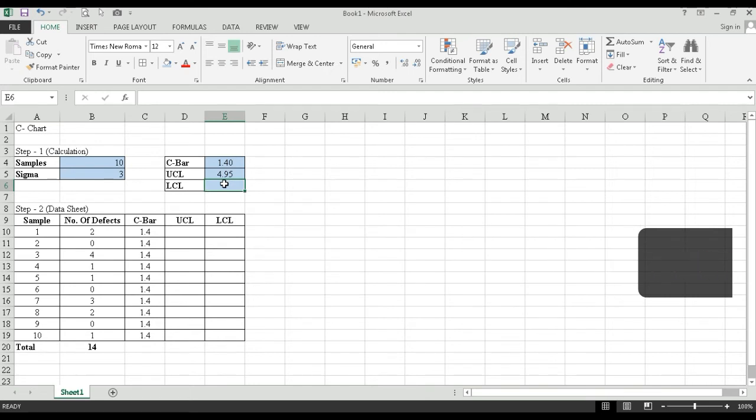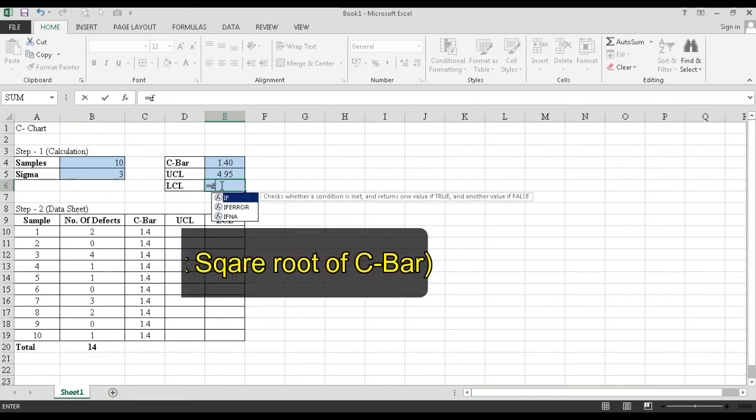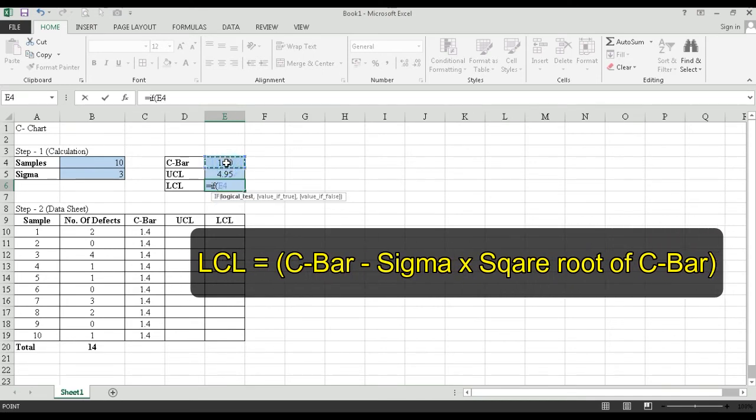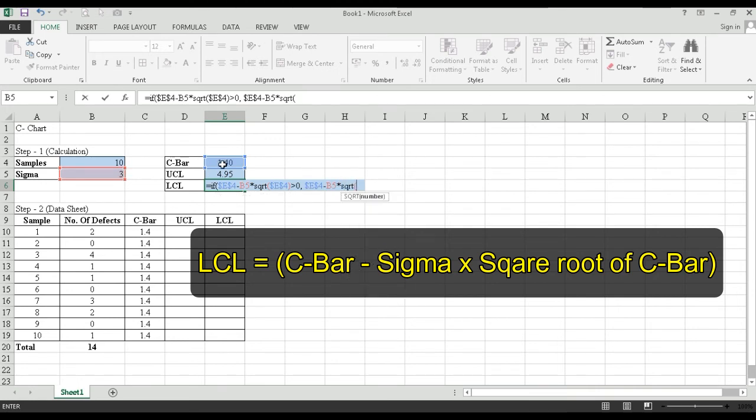Next we need to calculate the lower control limit. For the lower control limit we have a condition: if C bar minus sigma times the square root of C bar is greater than or equal to 0, then C bar minus sigma times the square root of C bar.